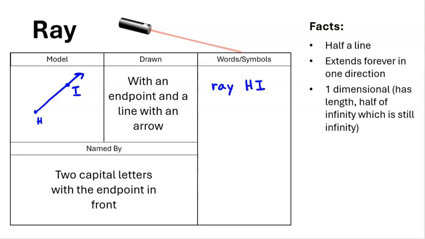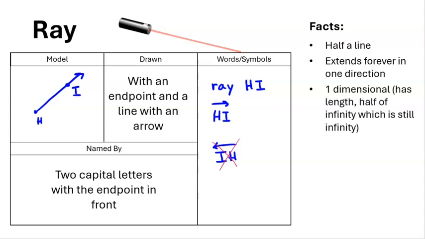HI, and H has to be in the front. So we can also name it with that symbol on the top, with the endpoint kind of going here and then extending through I. So it kind of tells us where it's starting. Now H has to be in the front when you name a ray. It has to begin with that endpoint. You would not be able to call it something like IH, even if you put the arrow going this way. That's not allowed. It has to be with that endpoint first.